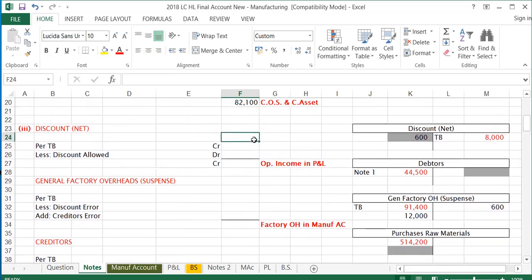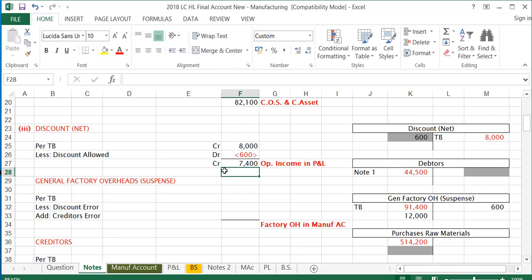So to do up the notes then, the first note we need to do is a discount note. Now in the accounts, discount is a credit balance of 8,000, it's an income. Discount can be income or expense, depending on whether discount allowed or discount received is greater. I've put in 600 of a debit balance, so that's going to reduce my credit balance to 7,400. I don't need to do a note on debtors because there was no change to debtors there. We're just showing it to show how the T accounts worked.